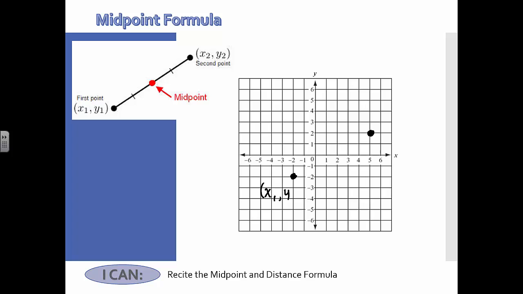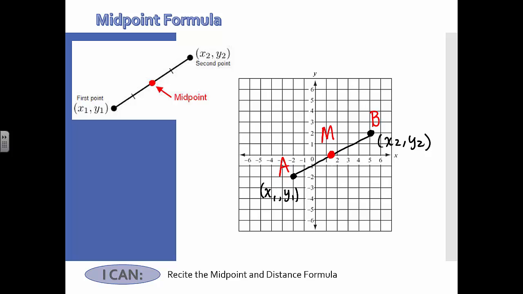So x1, comma y1, and x2, comma y2. So these are two arbitrary points. They're the endpoints to our line segment. And we want to find where the point is that is directly in the middle. So I'm going to call that point M. I'm going to call this point A. I'm going to call this point B. So we're trying to find the midpoint of segment AB.